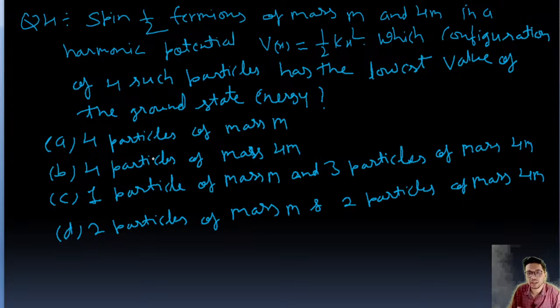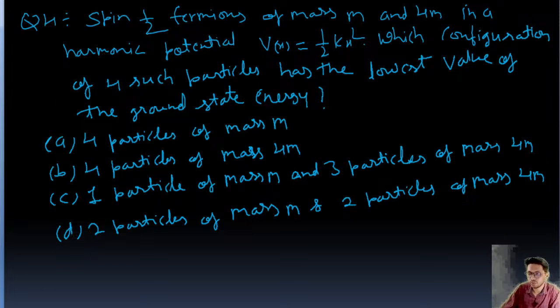Second, we'll find the ground state energy of four particles of mass 4m. Then we'll find the ground state energy of one particle of mass m and three of mass 4m. Then we'll find the ground state energy of two particles of mass m and two particles of mass 4m, right? And then we'll compare, and whichever is the lowest energy, that will be the answer, guys. Okay, so I'm going to solve it.